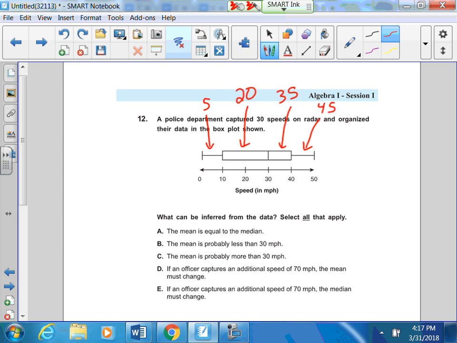Now keep in mind, all four of these groups have the same number of values. You got 7 or 8 values. They all carry the same weight.